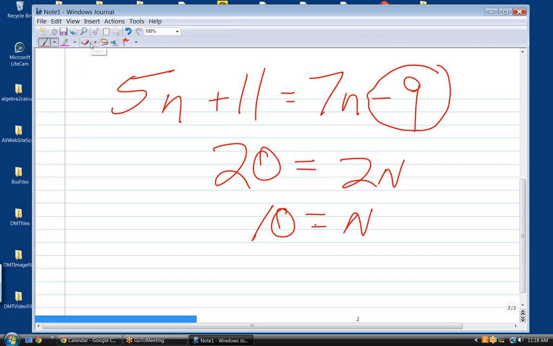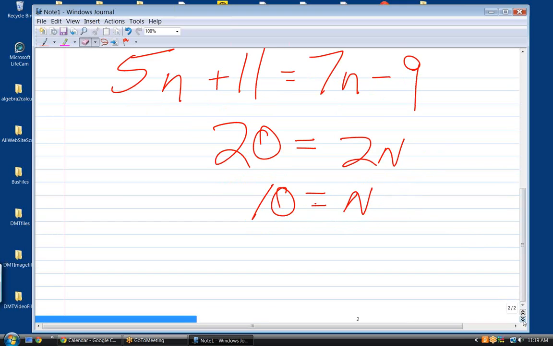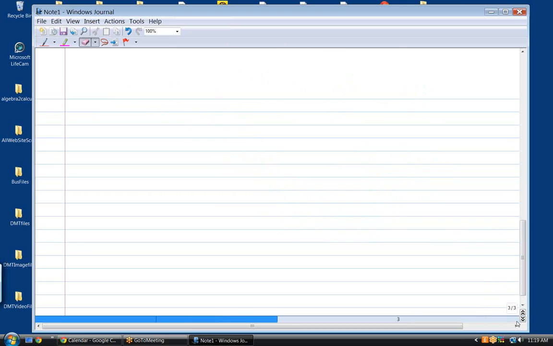But notice that I got it without a whole bunch of negative signs. The only reason I did that is because I could see right off the get-go that if I move the n's to the right, they're going to stay positive. If I move this 7n to the left, it's going to be negative. Now, sometimes that doesn't matter. But in this case, it actually did matter. It made the problem easier. With fewer negative signs, you have fewer mistakes. And you can always go both ways on it. Okay, so let's talk about other linear equations.